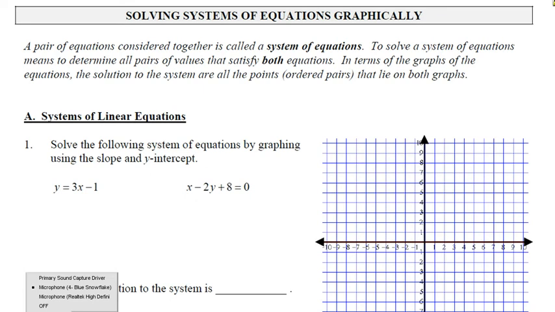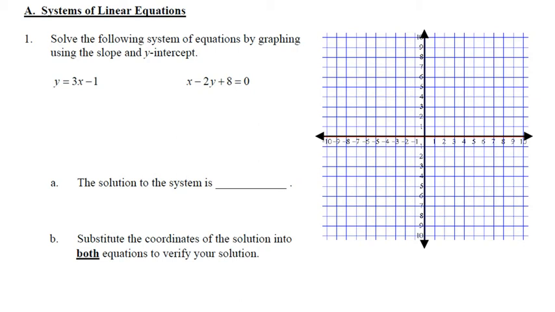They are parallel. How many points lie on both lines? They're the same. How many points lie on both lines? Zero. None.